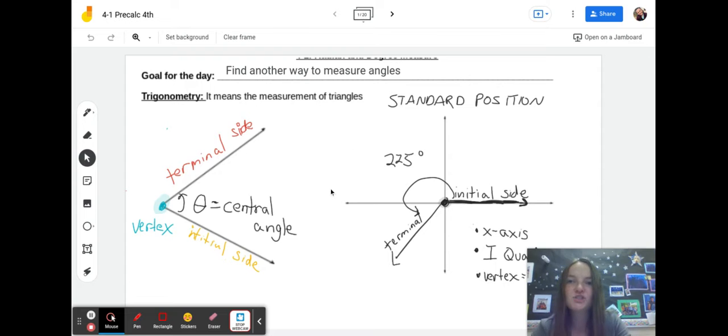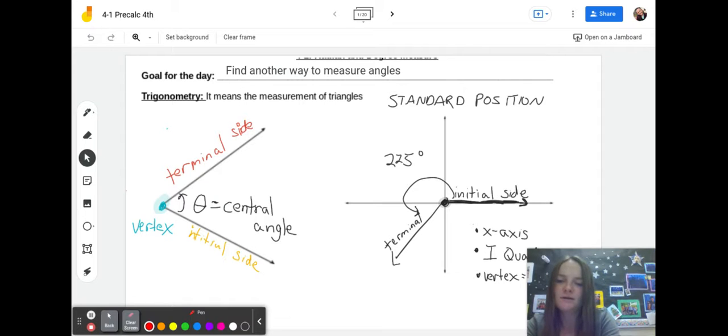Good morning. So I wanted to just do a quick recap of everything that we've done in 4.1 so far. This is not going to be by any means the same length as a full lesson, but I thought I'd kind of just go through what we learned. What we really talked about the first couple of days is how this point right here is the vertex. We call it the central angle because it's on the origin.